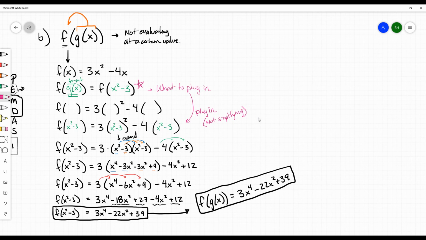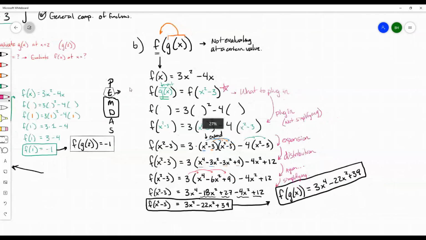Then you have a little bit of expansion from the exponents, from the squared exponent. And then you have the actual act of distributing. And then you're doing it again. And then ultimately you're actually simplifying to get your answer. Okay. So that's a quick way of doing the composition of functions.